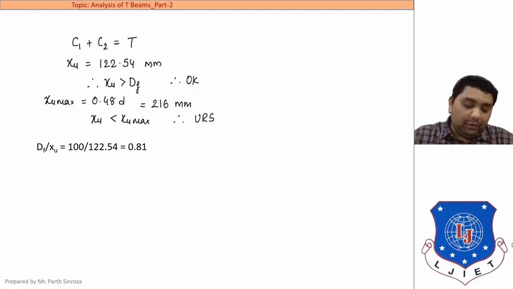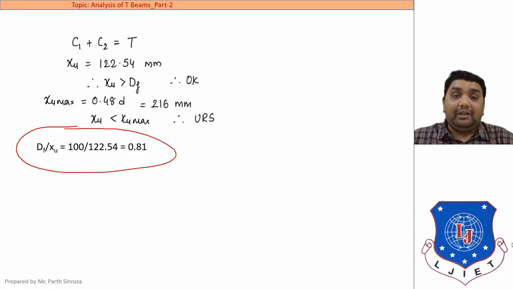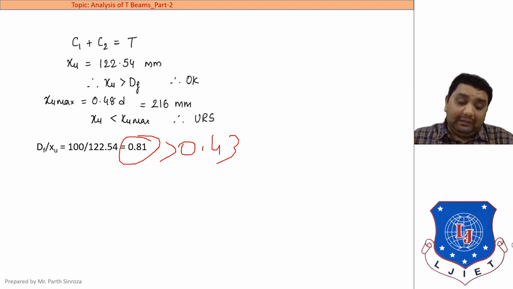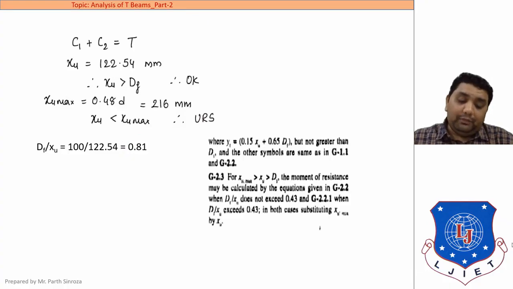So now we will be solving the ratio DF by XU. DF was 100, XU comes out to be 122.54. So the value here is 0.81, and 0.81 is greater than 0.43. In the last numerical we saw that the DF by XU ratio came out to be less than 0.43. In this case, the DF by XU ratio comes out to be greater than 0.43. So if DF by XU exceeds 0.43, we will be using equation 2.2.1.